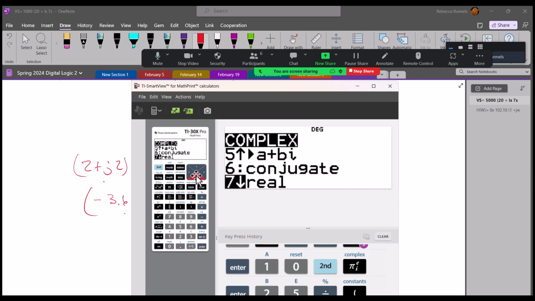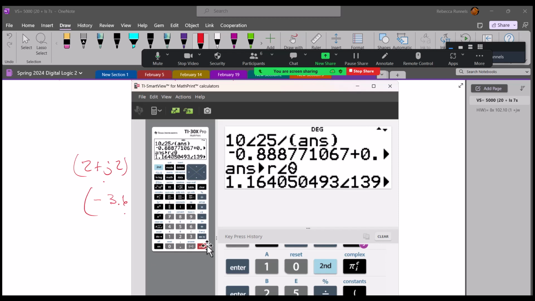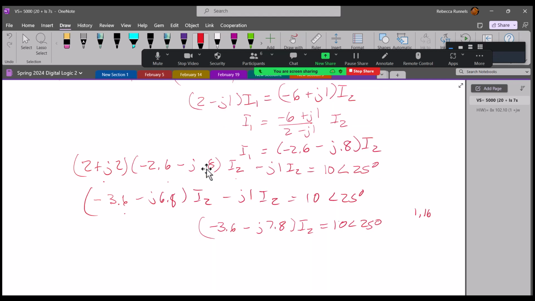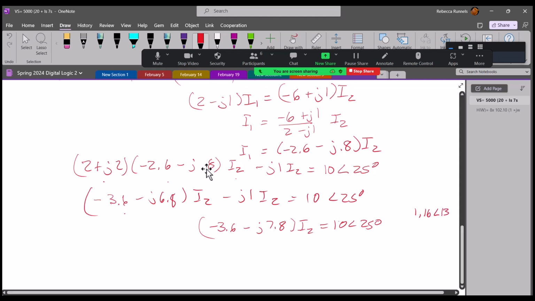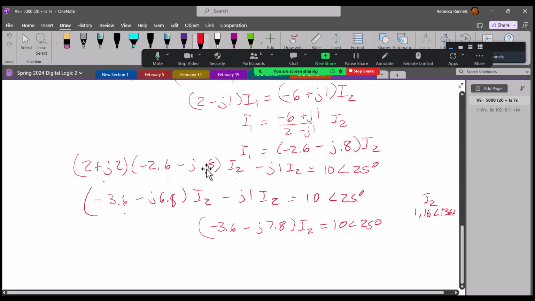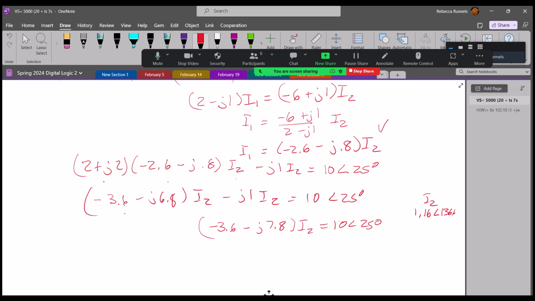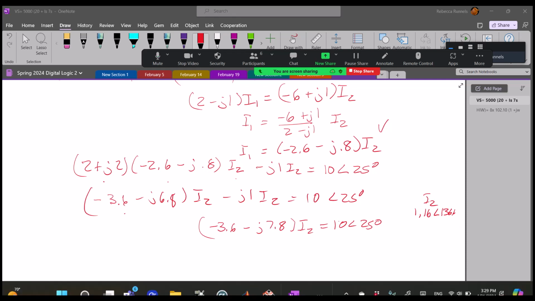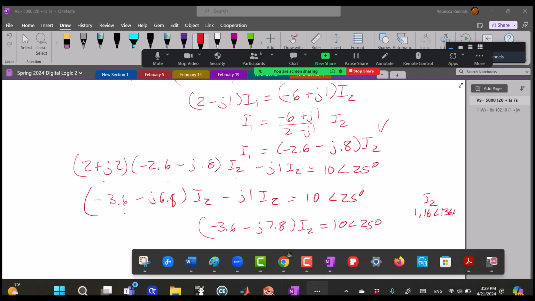And I get that I2 is 1.16 angle 139.7. What did I just say? I got 1.46 angle 136.6, something like that, is I2. And then I would plug back in here, so I'd multiply that by minus 2.6 minus j8 to get I1.